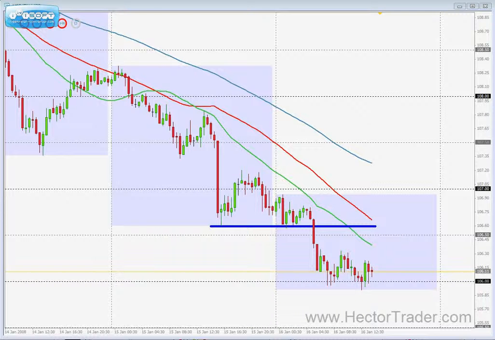Okay, guys, recapping a little bit on this setup. First element of this trade plan, the trend. I have a clear downtrend. I want to be searching for short entries.